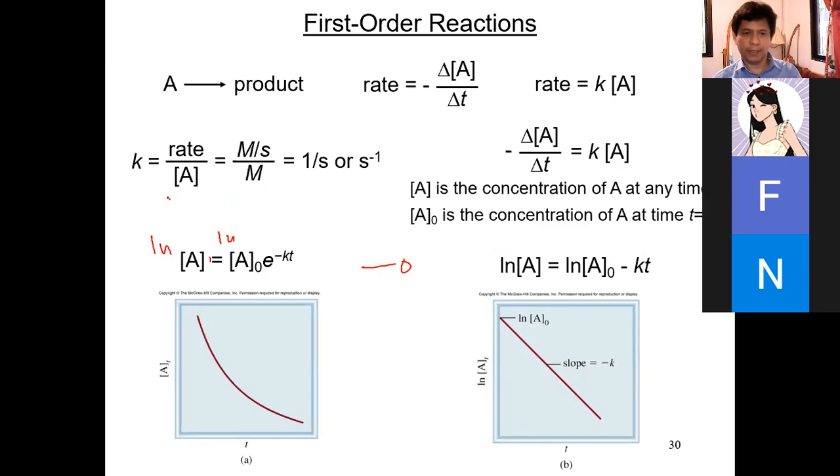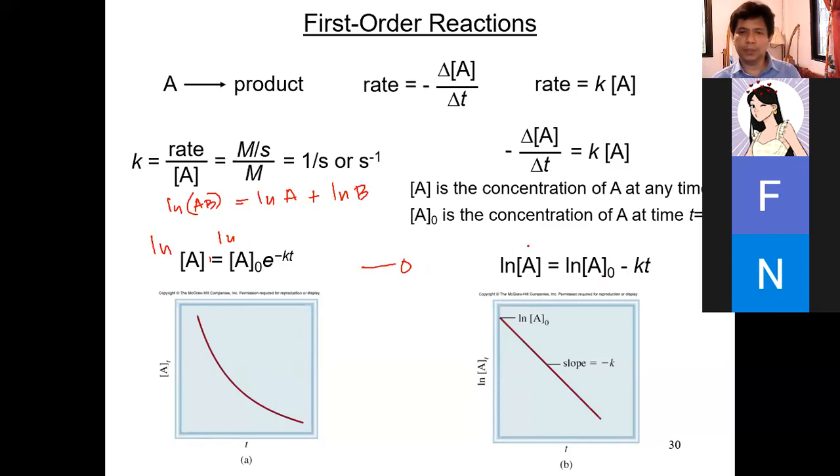You understand the math? Kasi pag meron kayong ln of A times B, this is equal to ln A plus ln B. So that's why meron tayong ln A sub O at saka ln e negative kt. You remember that? Tapos yung ln of e to the negative kt is just equal to negative kt.